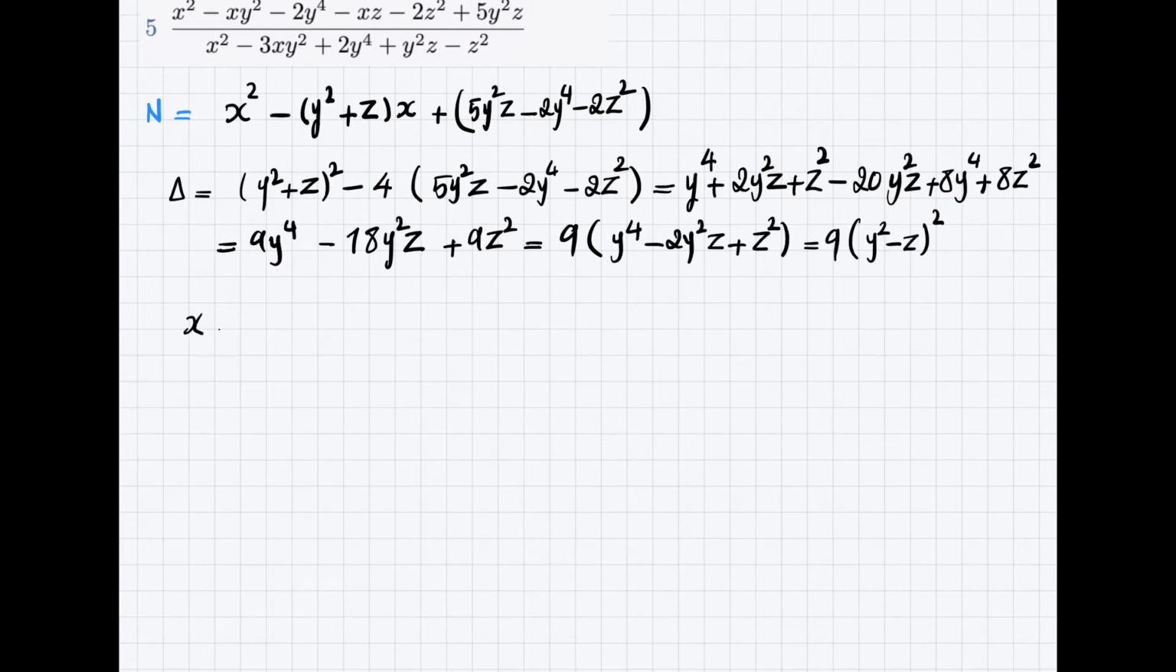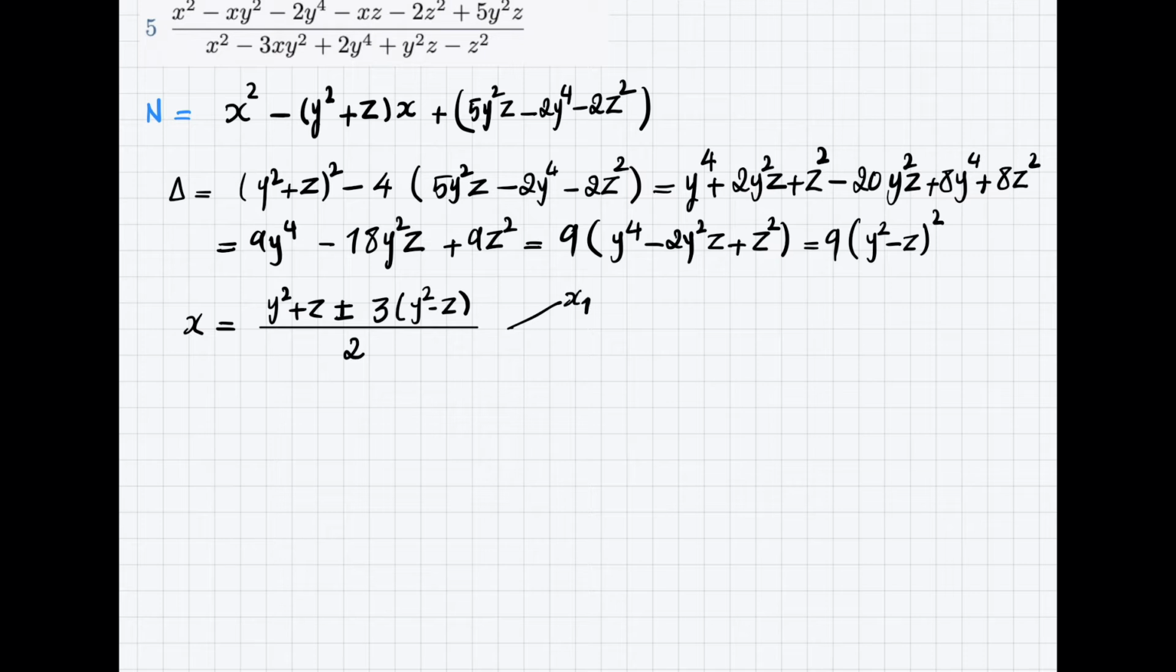So x is equal to minus b, but this will play the role of the b, so minus b becomes positive of this expression, and then plus or minus a square root of delta, but delta is a complete square. If I take the square root of 9, it becomes 3, and then the square root will cancel this power of 2, so it becomes 3 times y squared minus z, and then I divide this by 2 times the coefficient of x, which is 2 times 1. And then I will have two roots.